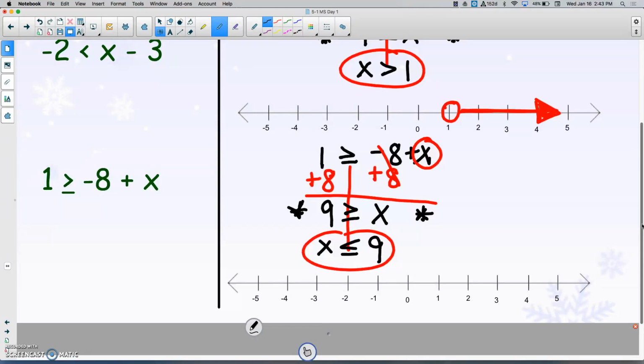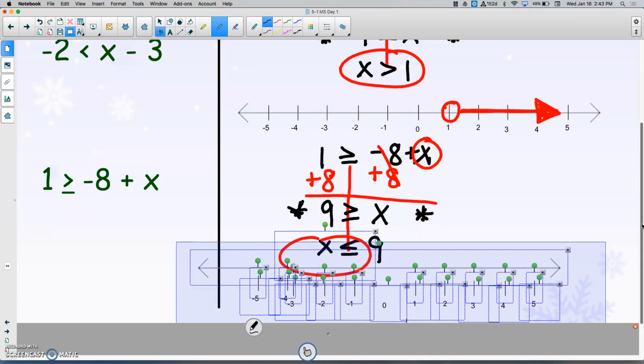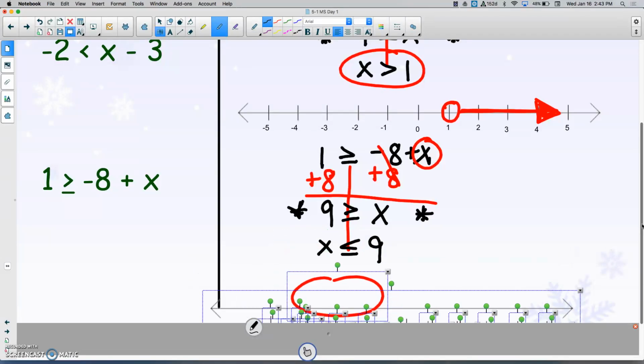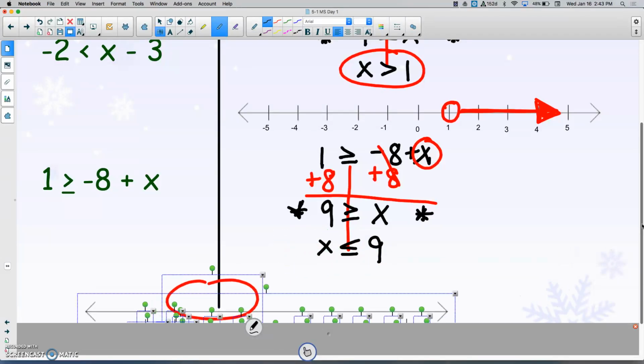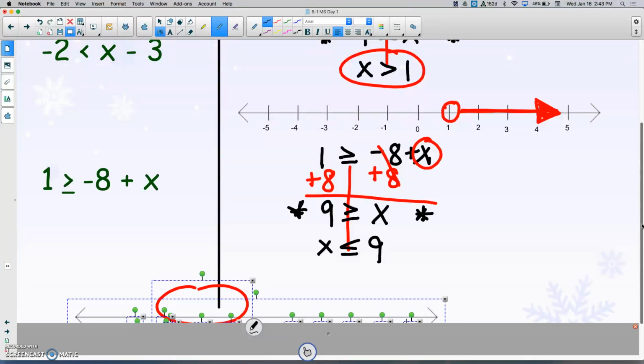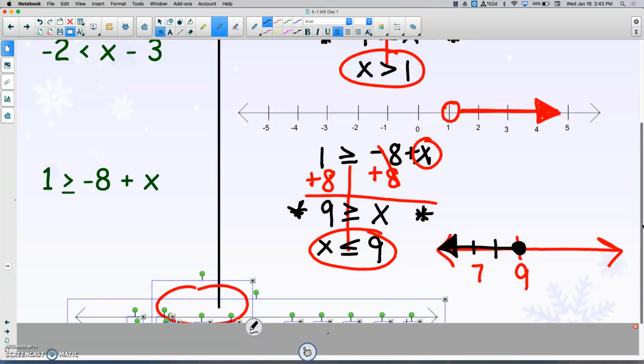Notice the number line. This one doesn't have the correct numbers on it, so I'm just going to get rid of it. Maybe not. Okay, I'm going to draw a number line over here. So we need 9. We need a closed circle. And it's pointing to the left now. So to the left of 9 would be 7 and 8.